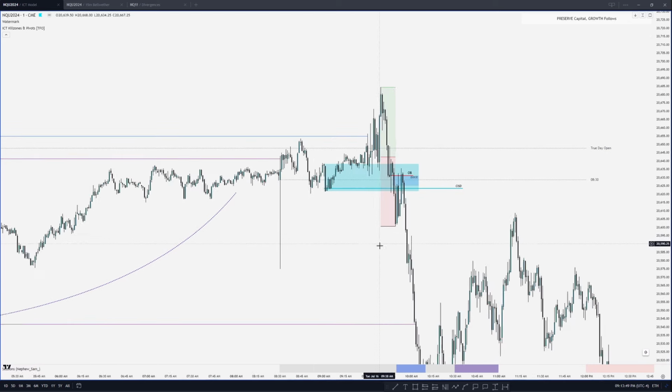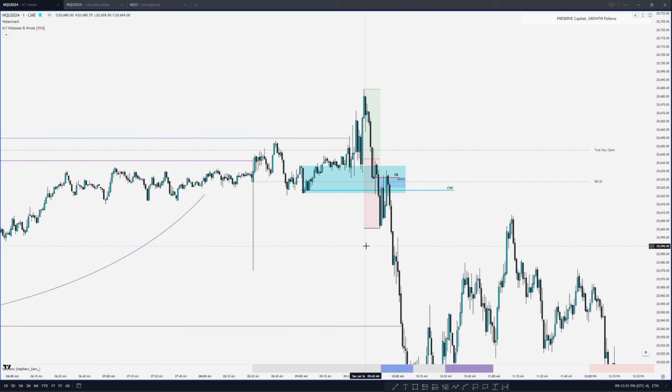But there has to be everything in play. There has to be SMT. Normally it's going to be a breaker setup instead of a fair value gap and premium or discount. But there's a whole lot of stuff that goes into that for sure.